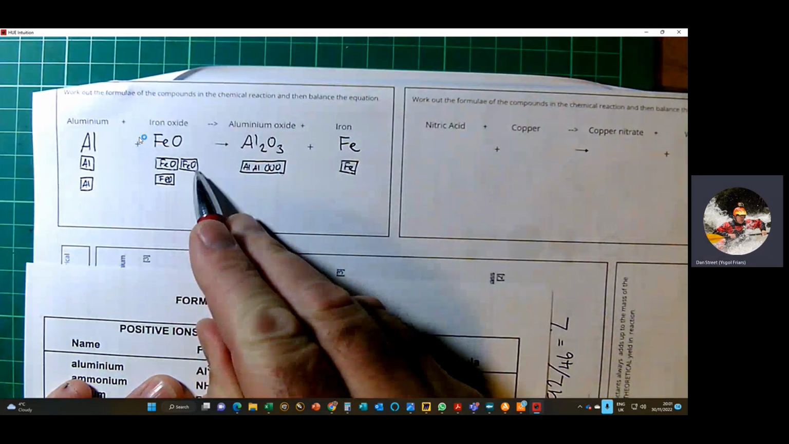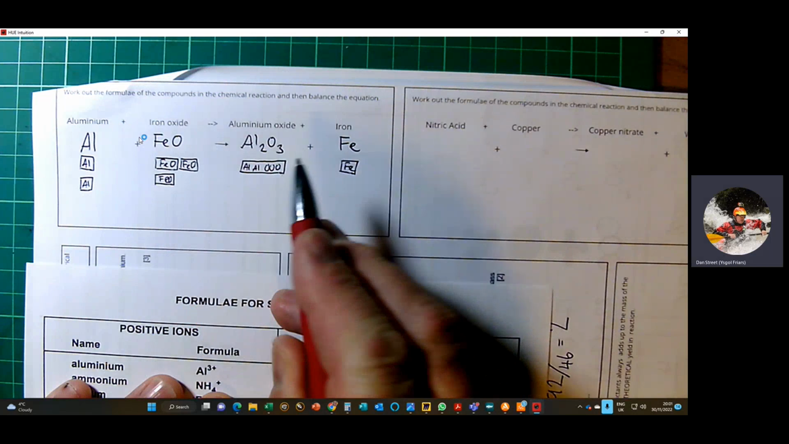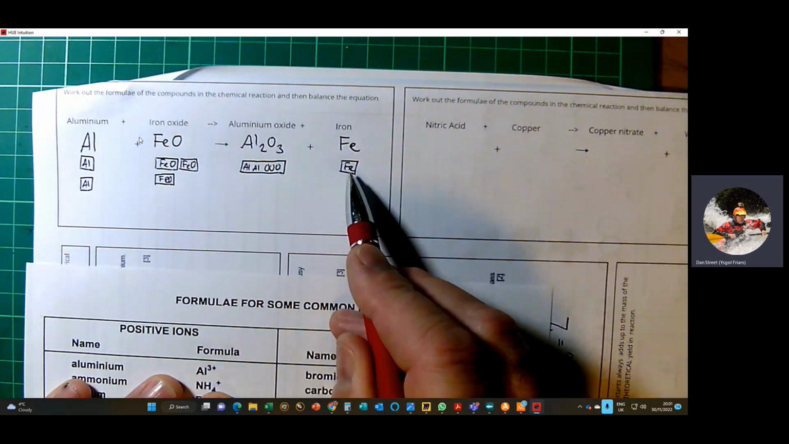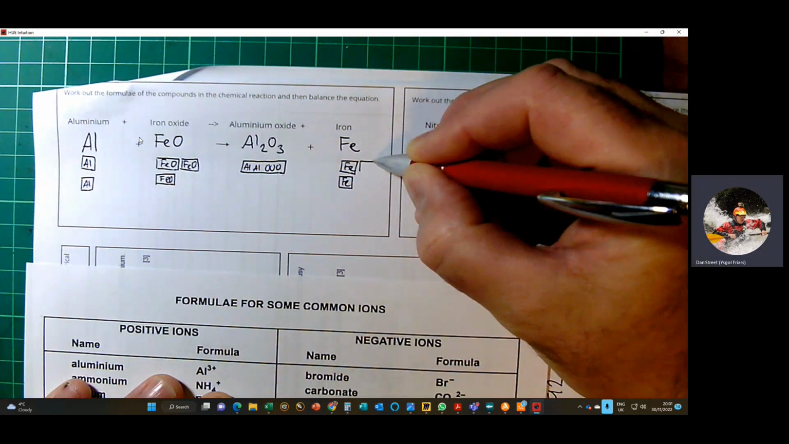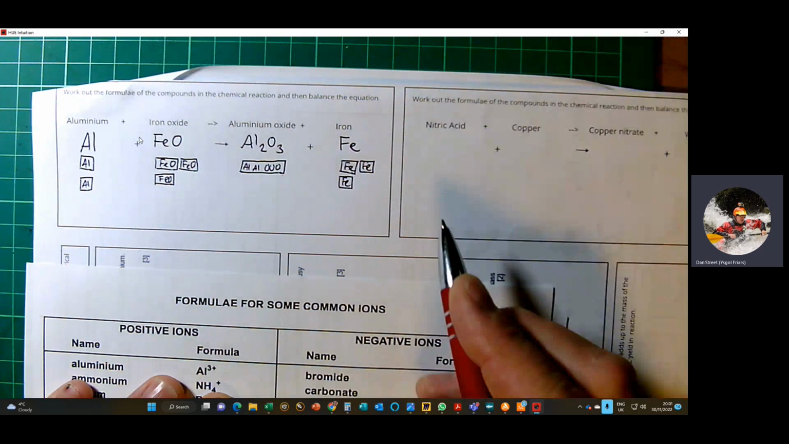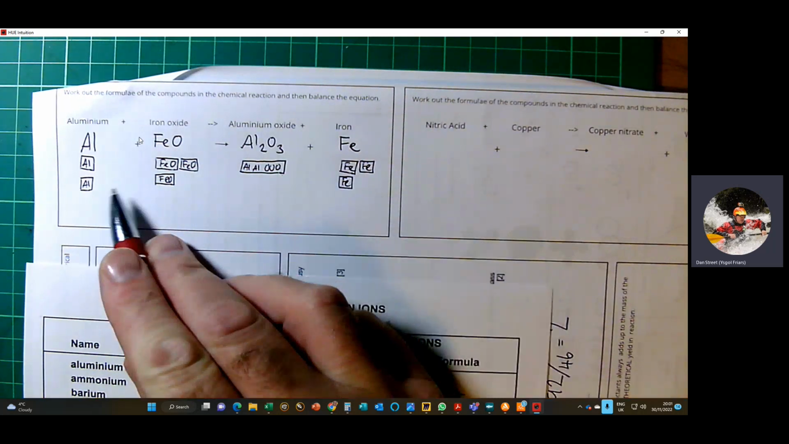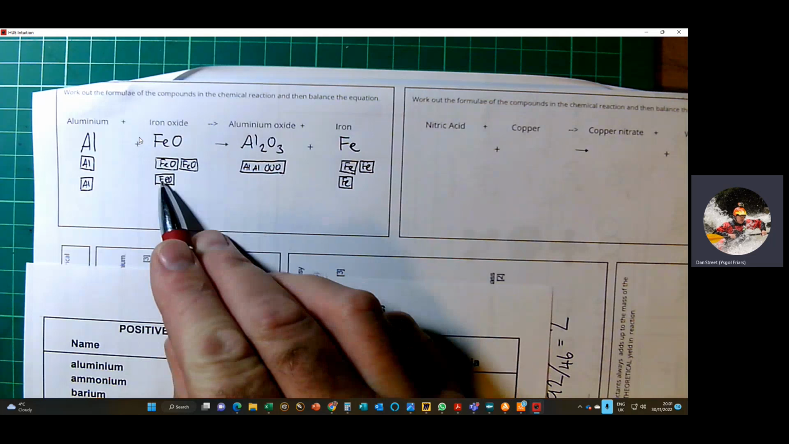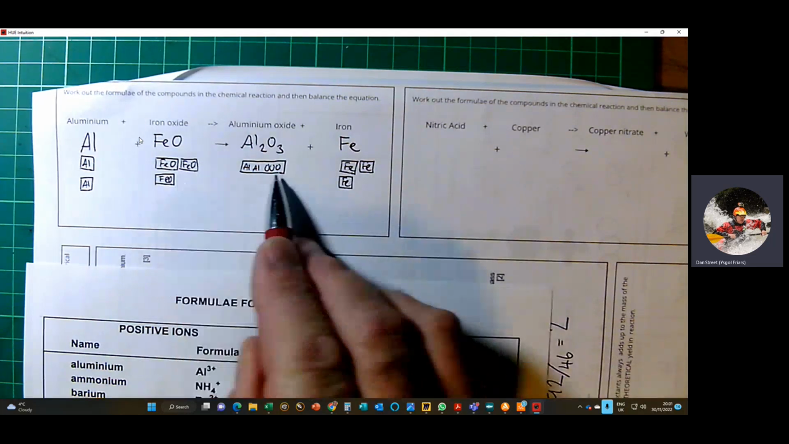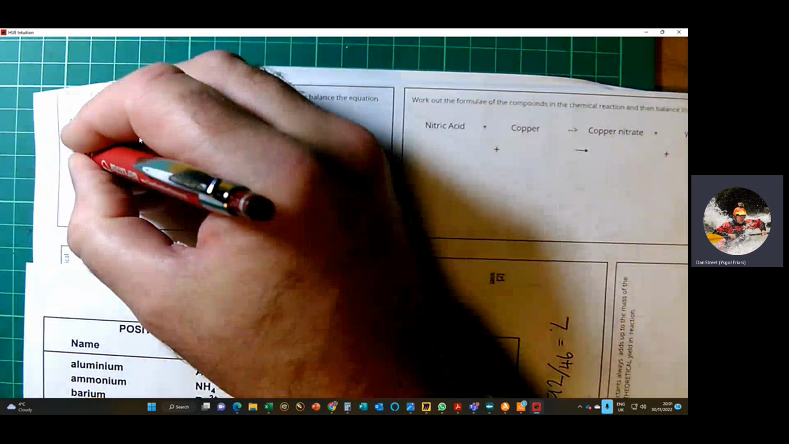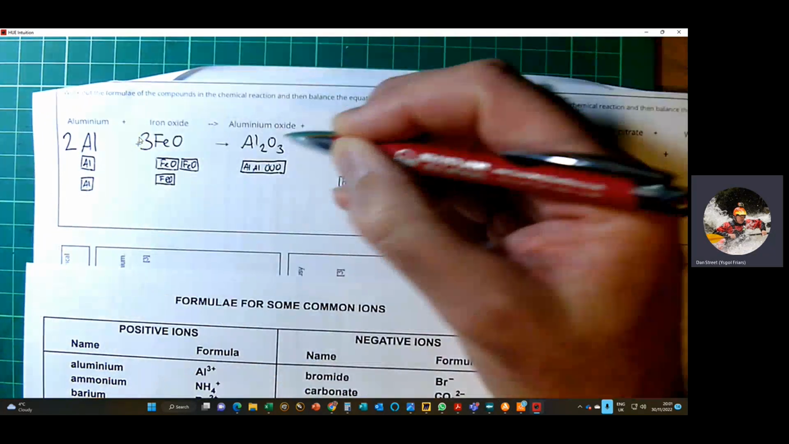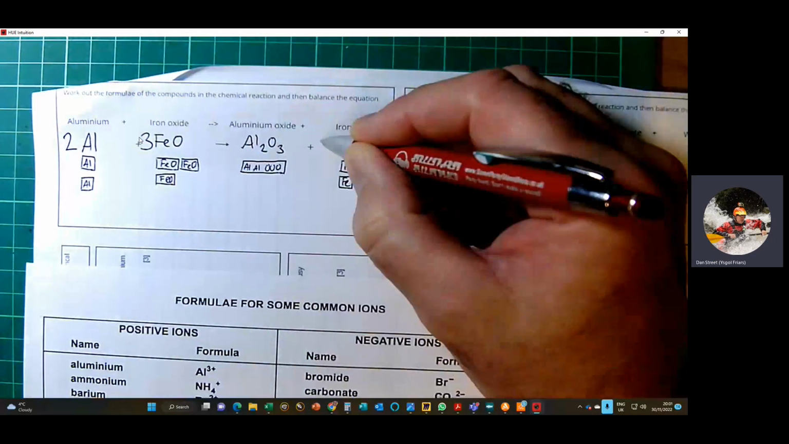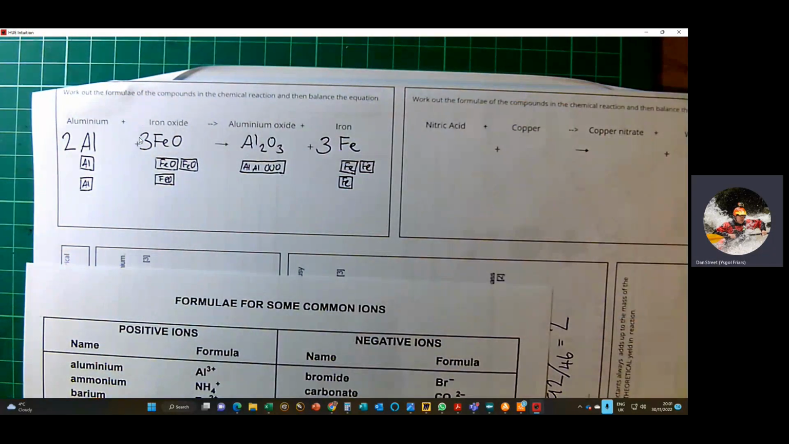By doing that, we've got 3 oxygens to balance those oxygens. We've now got 3 irons on this side and only 1 on that side. So we need to add in another 2 Fe's, or 2 irons. So now we should have a balanced equation. There are 2 aluminiums, 3 irons, 3 irons, 3 oxygens, and 3 oxygens. So we transfer that information over here, and we'd have 2, then 3, then we've just got 1 of those, and then 3 of those. Okay, so that's one option.